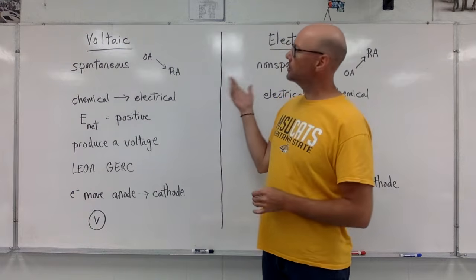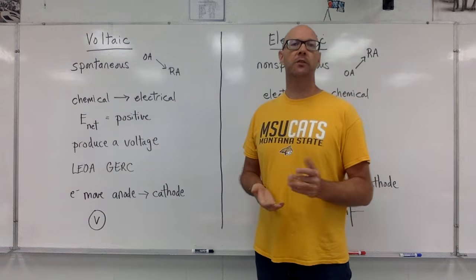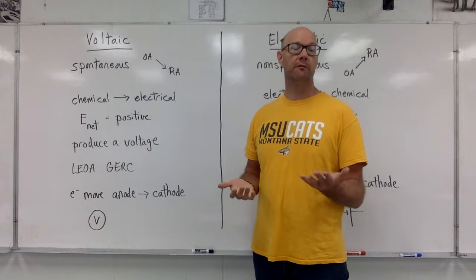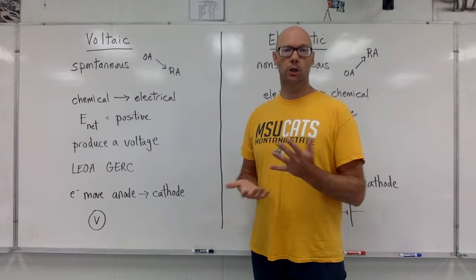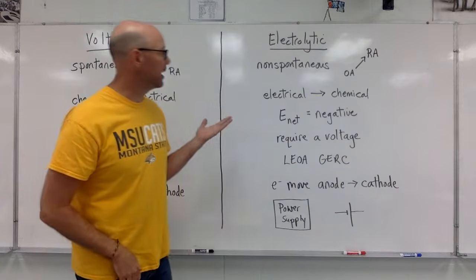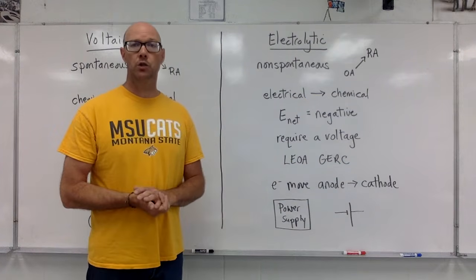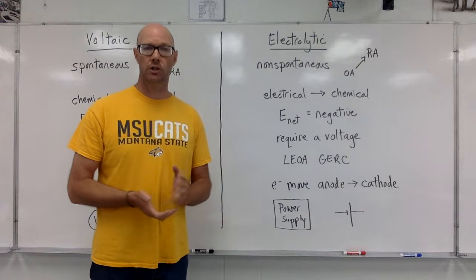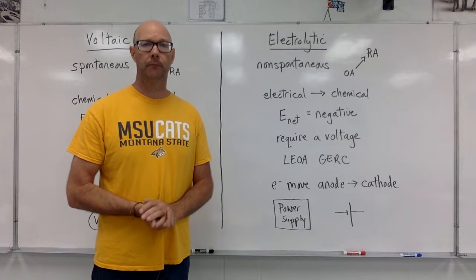That means the oxidizing agent is higher than the reducing agent in the table of reduction half reactions that we find in the data booklet. In contrast, electrolytic cells are non-spontaneous reactions, where the oxidizing agent is below the reducing agent on that same table.